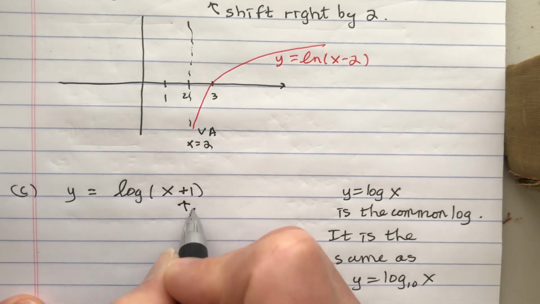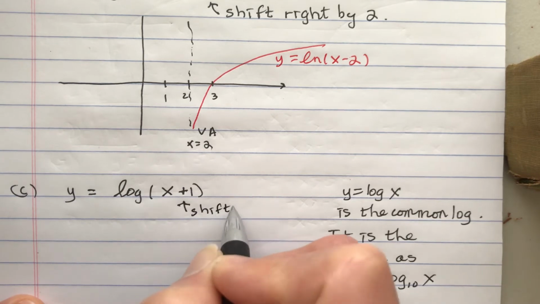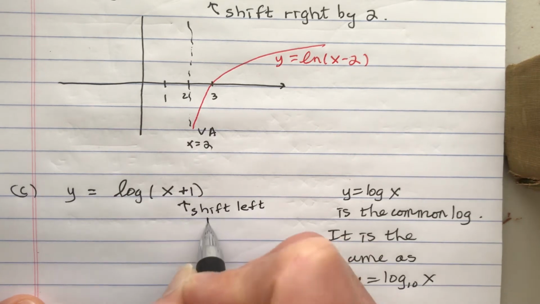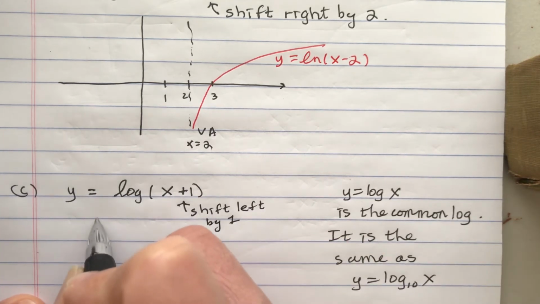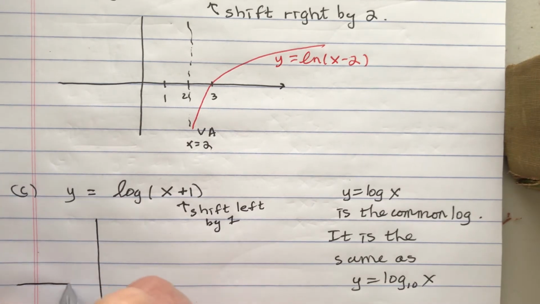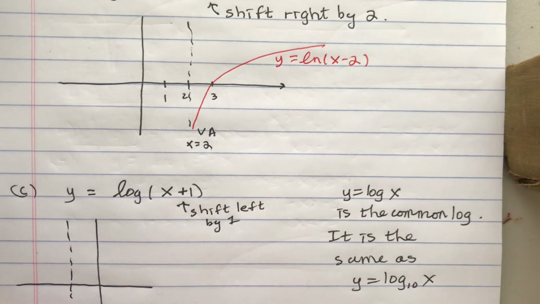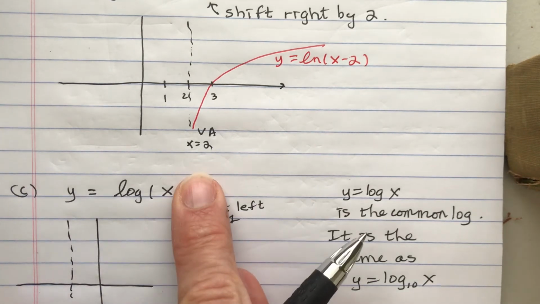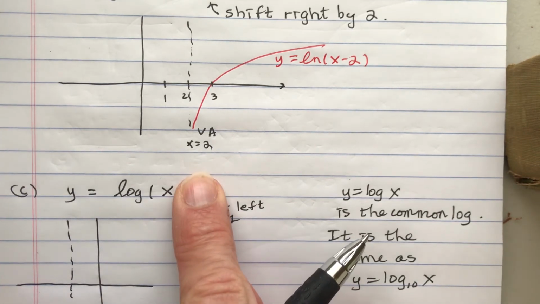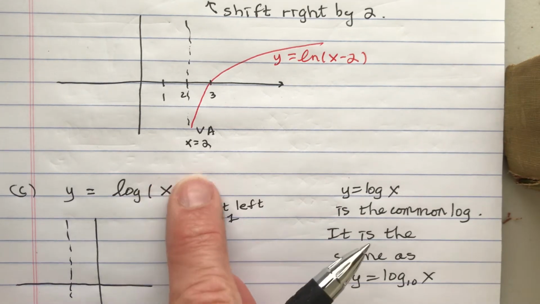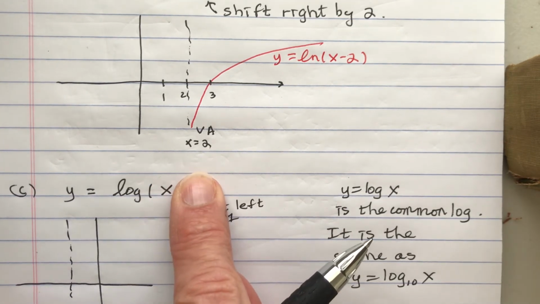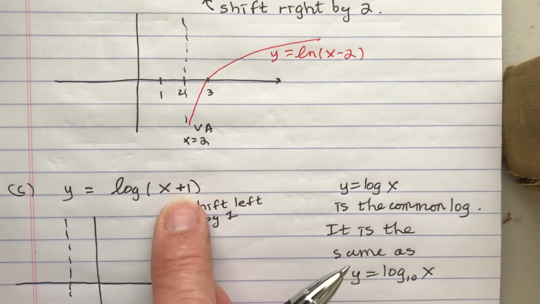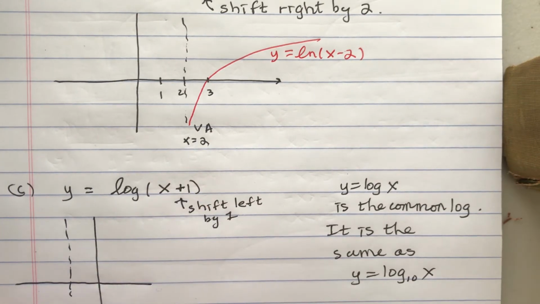Okay, this is a shift right. No, shift left by 1. So we draw the graph of the logarithm, but for the unshifted, original classic y equals log x, the vertical asymptote is the y-axis, which is x equals 0. If I shift left by 1, I get x equals negative 1.